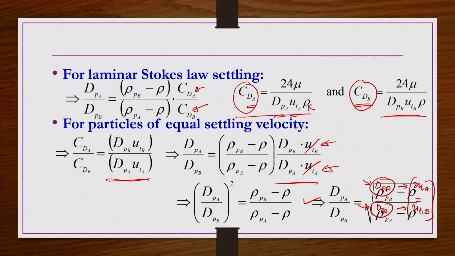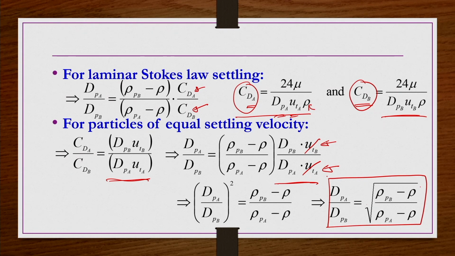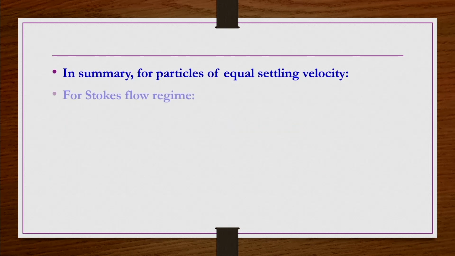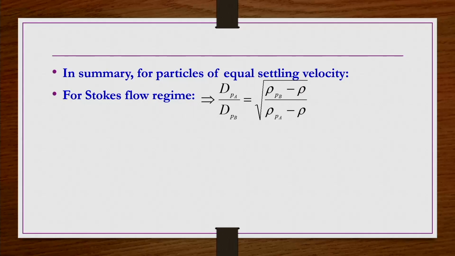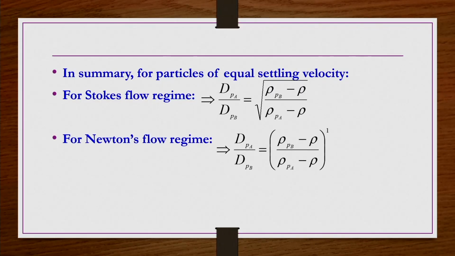So, for Newton's region, we have already found this ratio of dPA to dPB is (rho PB minus rho) divided by (rho PA minus rho). Now, under the case of Stokes regime, this ratio is the square root of (rho PB minus rho) divided by (rho PA minus rho). So, if you summarize, in Stokes regime, dPA by dPB is the square root of (rho PB minus rho) divided by (rho PA minus rho), and under Newton's flow regime, dPA by dPB is equal to (rho PB minus rho) divided by (rho PA minus rho).